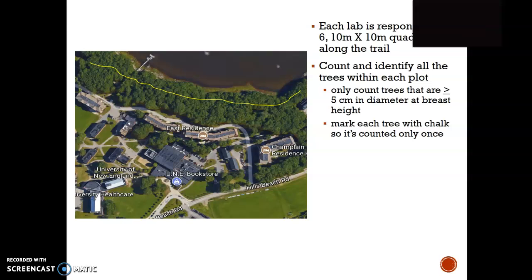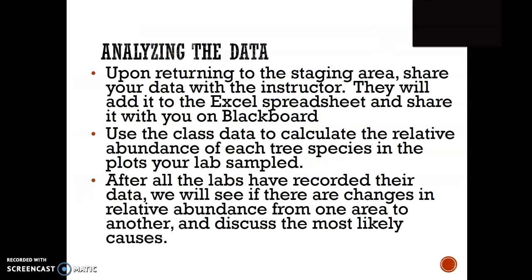You're going to count and identify all the trees in each plot. You're only going to count the trees that are larger than 5 centimeters in diameter at breast height. Breast height basically means you hold your arm straight out. If it's 5 centimeters at that height, you're going to figure out its species. Once you've counted your tree, you're going to mark it with chalk, so it's only counted once.